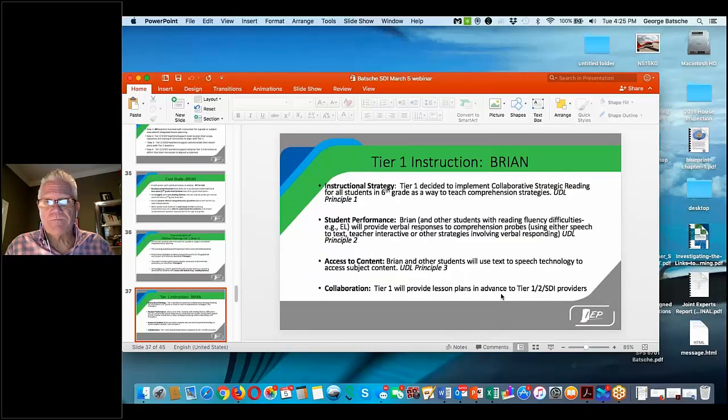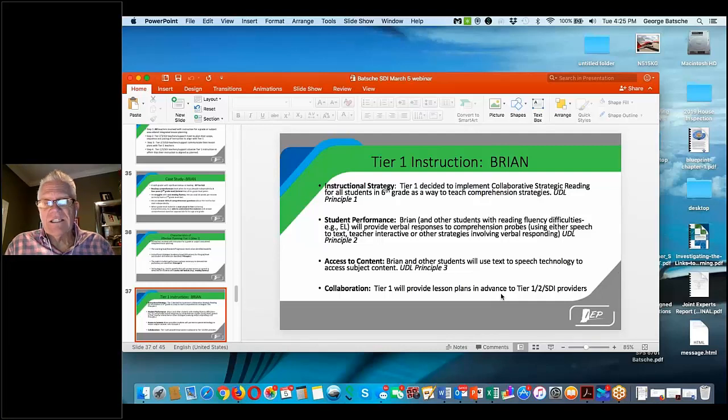So here's what happened with Brian. Tier 1 decided to implement collaborative strategic reading for all students in 6th grade as a way of teaching comprehension strategies. Principle 1. Brian and other students with reading difficulties could be students that were also not as fluent as grade level. They could also be students who are English learners. They will provide verbal responses or speech to text to comprehension probes, and there are ways to do it. And Brian and the other students will use text-to-speech technology to access the subject area content.